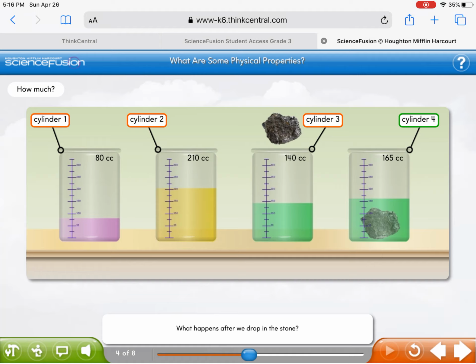So we can measure how much the water went up and find the difference between the two numbers. So 165 minus 140 is 25 cubic centimeters. So then we can tell that the volume of the rock is 25 cubic centimeters because it's going to be the difference between the two numbers. So 25 cubic centimeters is how much it went up after we dropped the rock in.